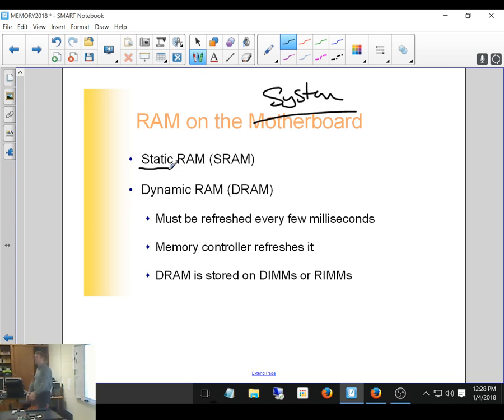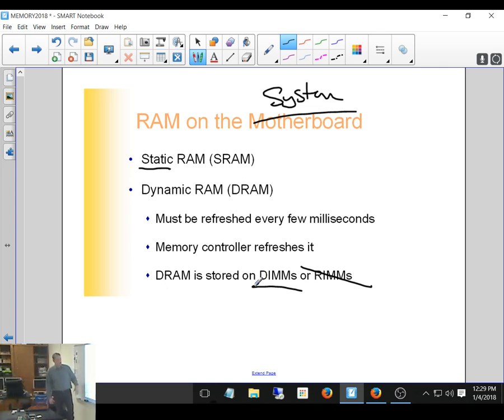Dynamic RAM is refreshed continually. It's continually rewritten so that the information stays there. The memory controller on the motherboard is responsible for rewriting it, refreshing it. It says DIMMs or RIMs. RIMs are old. It's really in DIMMs, or dual inline memory modules. And we're going to show you what these look like today.